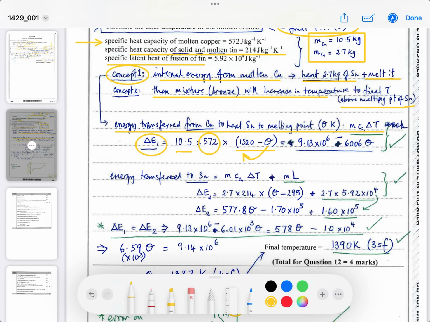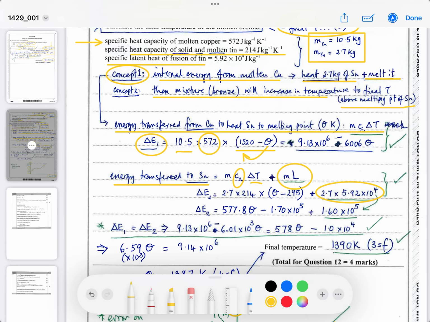Anyway, so the energy transferred to the tin is then equal to MC for tin. This is the MC, the C for tin, times the temperature change for the tin, yeah, which is going to end up at the thermal equilibrium temperature of theta, plus the change of state energy, the mass times the latent heat value, which is given to us in the data above as 5.92. So this is the ml part, yeah, that has to be added.